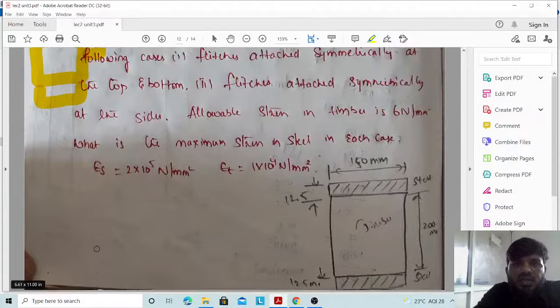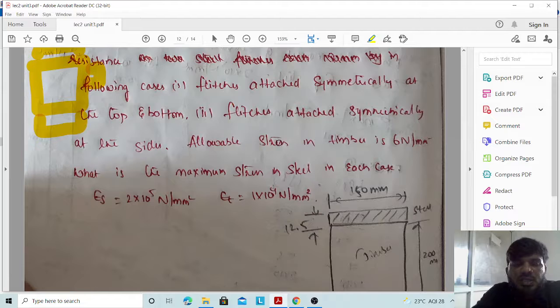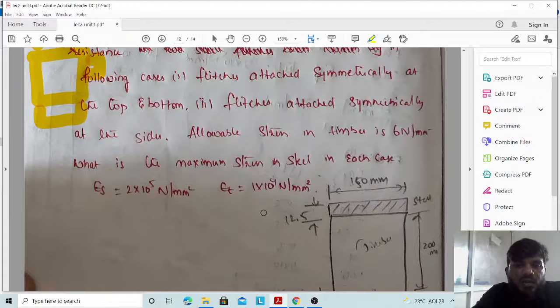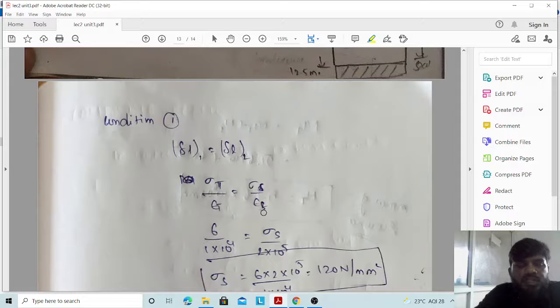In this they have given the allowable stress, that is sigma, as 6 Newton per mm square. ES and ET, that is the Young's modulus of steel and timber, are given. So the first condition when it is a composite is delta 1 equal to delta 2, that is sigma T by ET is equal to sigma S by ES, where we know the sigma S value or sigma T value, whichever is given as the maximum.